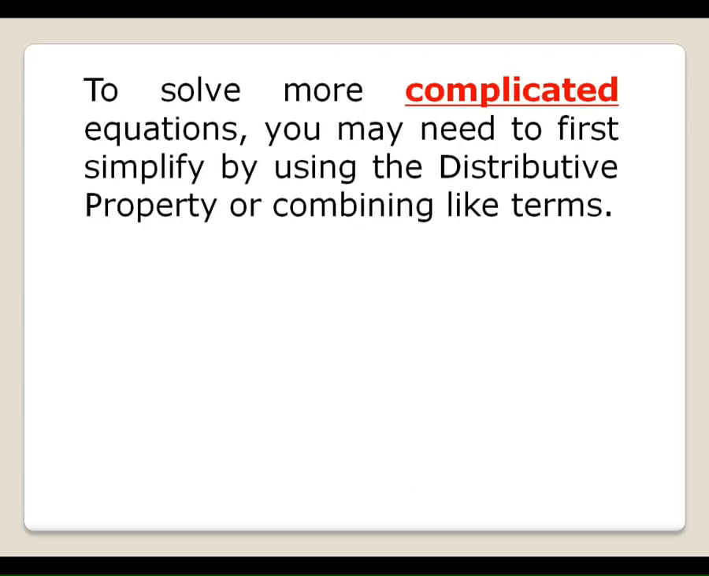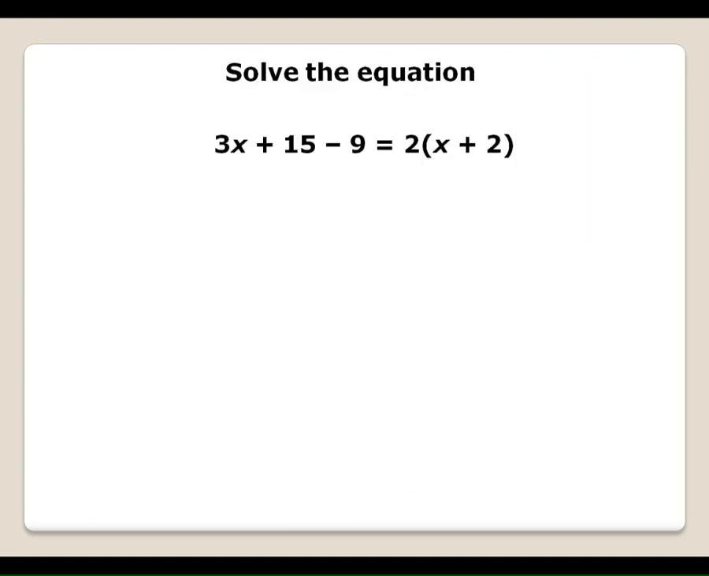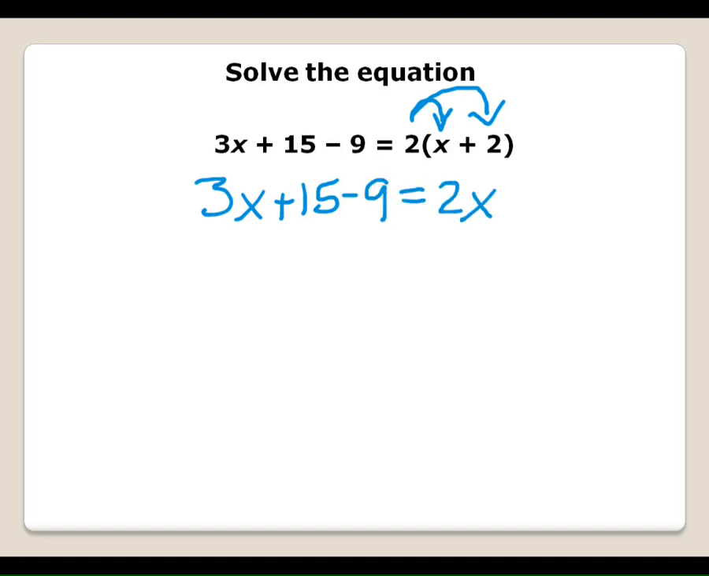Okay. So to solve more complicated ones, sometimes we need to use the distributive property first to simplify. So, for example, here, before I can start moving stuff back and forth, I need to get rid of those parentheses. Okay? And how I get rid of those parentheses is use that distributive property. I take what's on the outside, and I multiply by everything on the inside. So I'll just rewrite everything else so far. 2 times x is 2x, and 2 times positive 2 is positive 4.